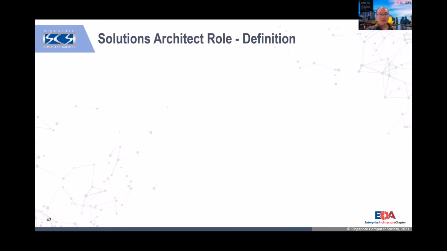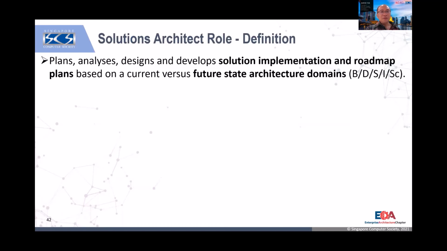The next one, solution. Solution is quite interesting. Solution is the blend of how you realize your architecture. Just now we talked about business architect, data architect, software architect, and infrastructure architect, who define the architecture. After they define the architecture, someone needs to execute it. The job to execute is called solution architect. So the solution architect is the role that implements the future state architecture.